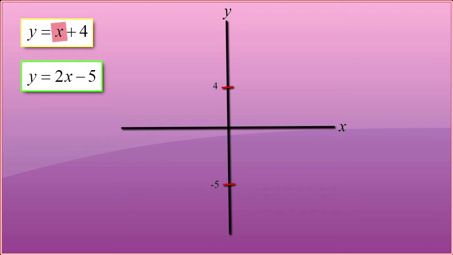The first line has a slope of 1, while the second line has a slope of 2. This means that the second line is steeper than the first line. Both slopes are positive. Based on this information, we can make a rough sketch of the two lines.